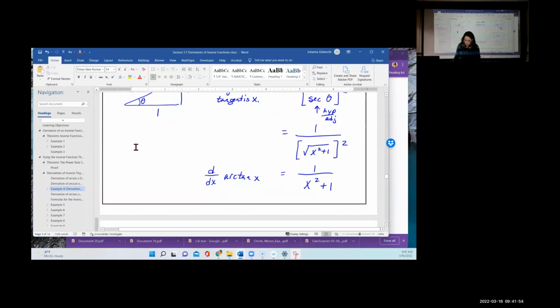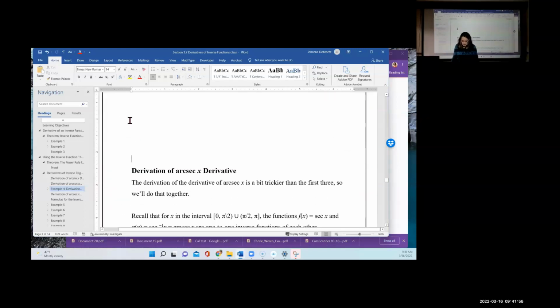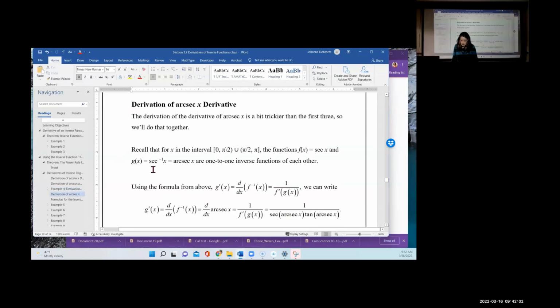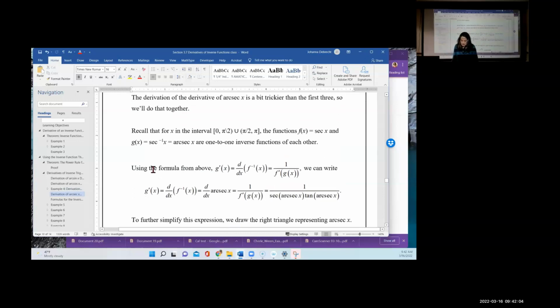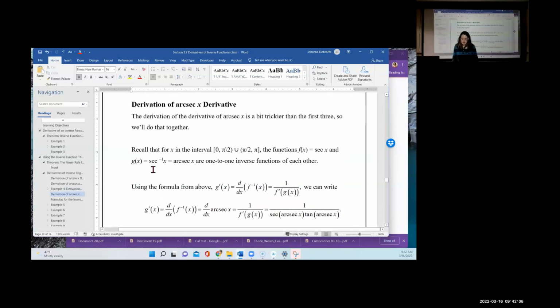Okay, that gives us arctangent of x. Let's now take a look at the derivation of arcsecant of x. Arcsecant of x is a little bit more complicated. It's a little bit trickier than the others because arcsecant of x has a domain that is split apart, and this causes us a little bit of a problem.